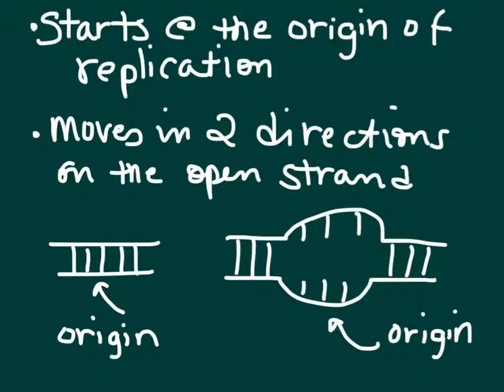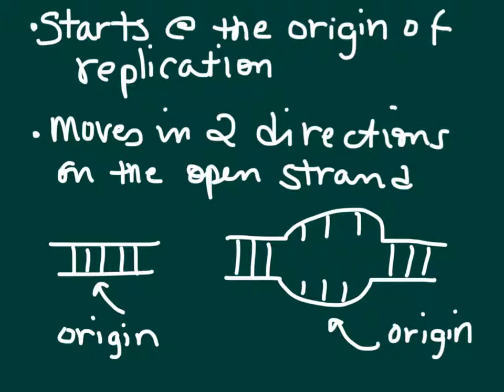Now remember I said this is different between prokaryotes and eukaryotes. Prokaryotes have one origin of replication. It's going to start at that origin, and then it's going to move in both directions along the molecule, making what we call a replication bubble. So we call this big thing right here a replication bubble. And replication is going to move right, and then left. We usually call it downstream and upstream.